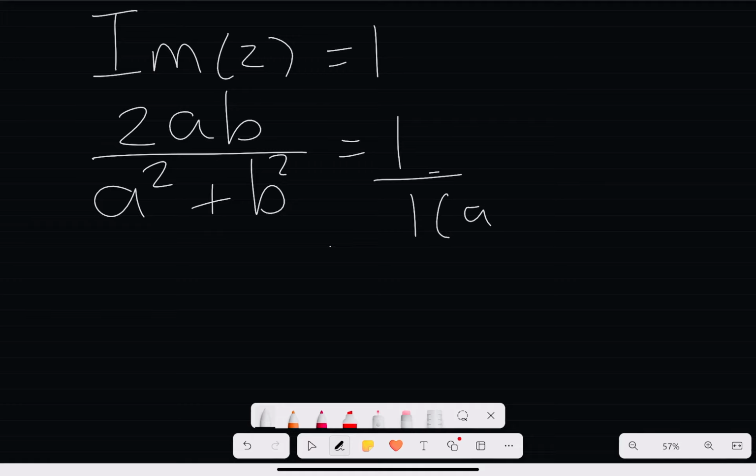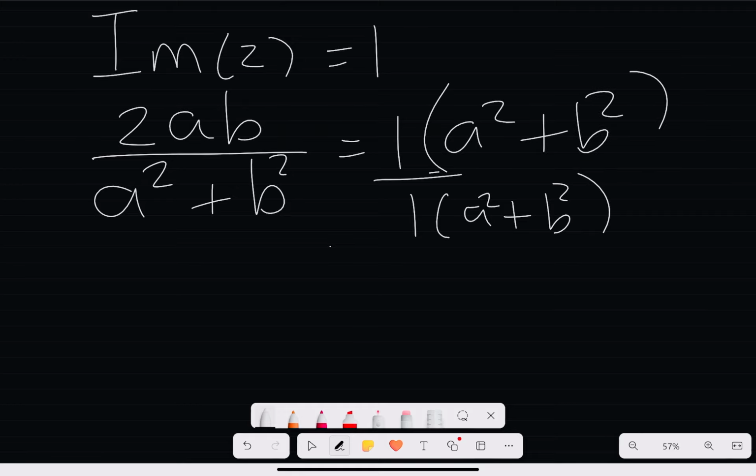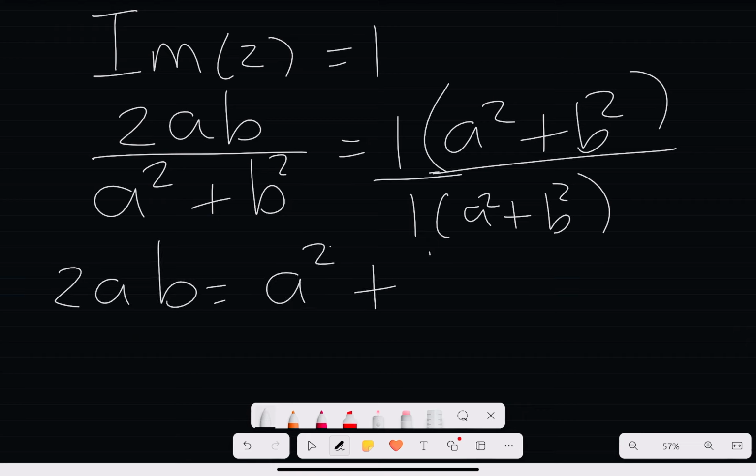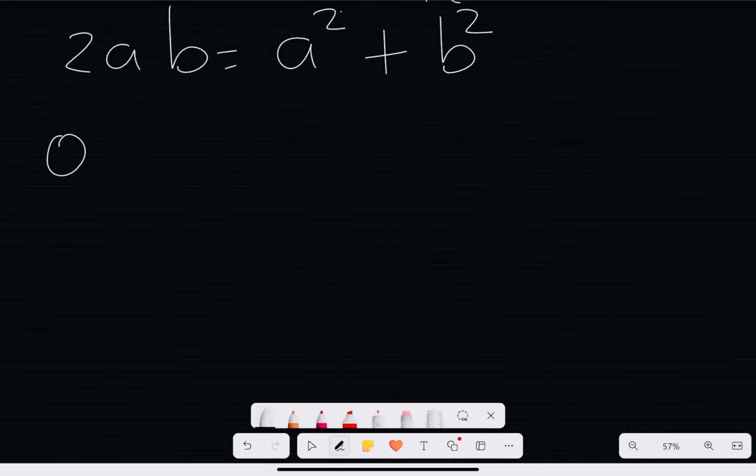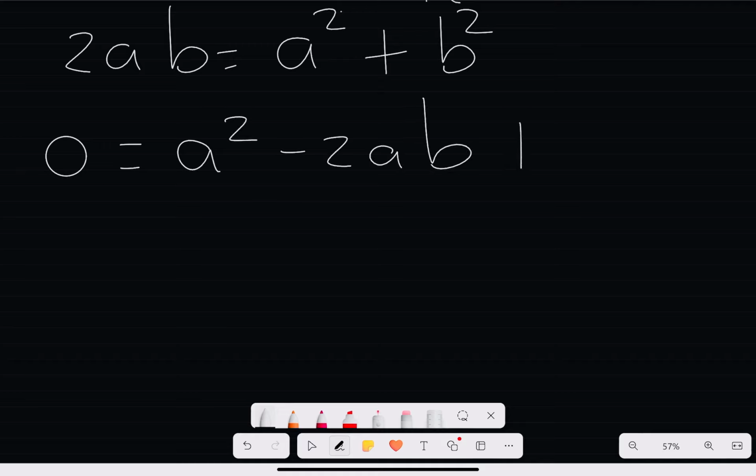All right, so we have this now. We have a plus b all squared, and then we have a squared plus b squared, and we can see now that the bottom is exactly the same, so it's going to fall off. So we have 2ab equals a squared plus b squared. And then we have 0 equals a squared minus 2ab plus b squared. So this guy comes to this side.